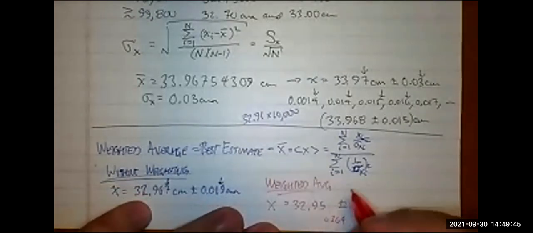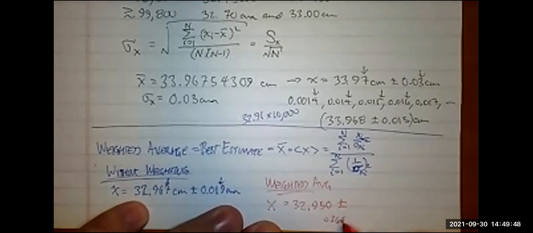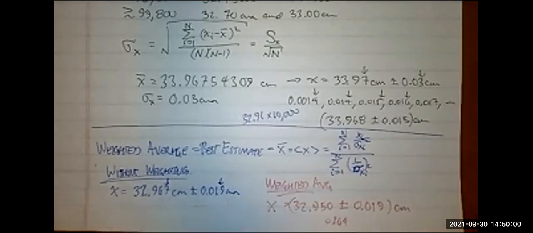So I'm going to go ahead and fill this in using the same standard error by saying this is 32.950, because that was the next digit, plus or minus 0.019. And since I didn't put the centimeters here, I'm going to put a parentheses and put centimeters there. So that's the two types of results I could actually get. Okay, I'm going to go ahead and save this file. Okay, now I got that.